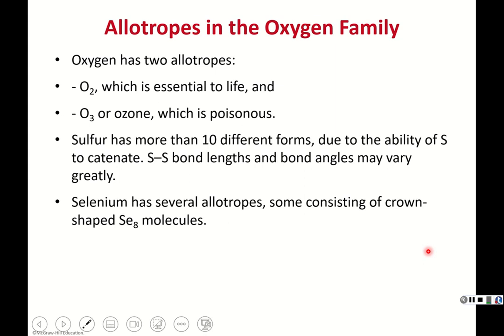O2, which we all know, oxygen gas, essential to life. It can occur as ozone as well, O3. And ozone is very important when it's high in the atmosphere in the ozone layer. When it's down here at the surface, it's actually poisonous and toxic to us.